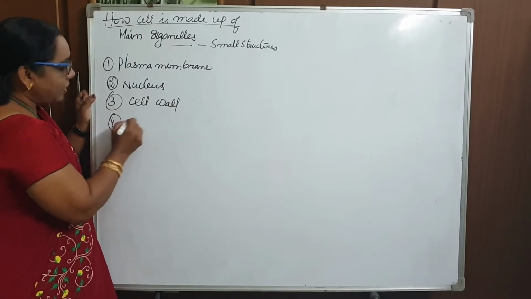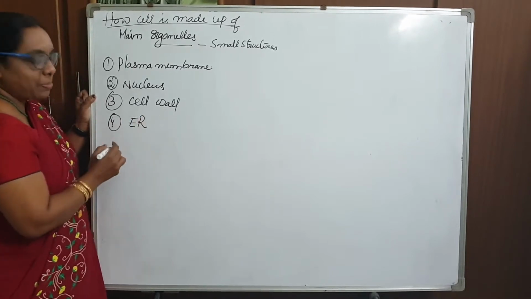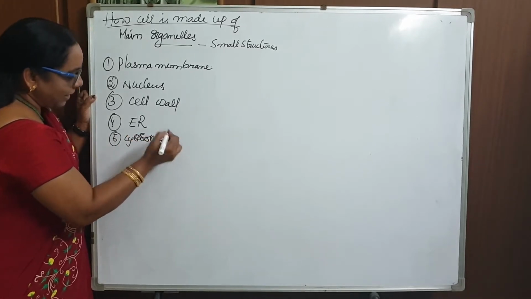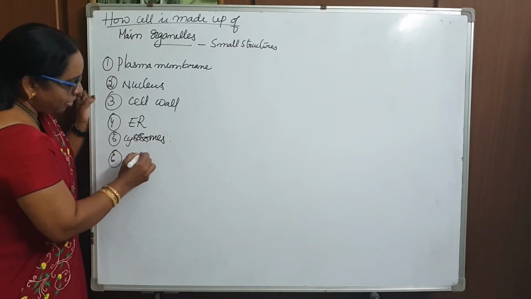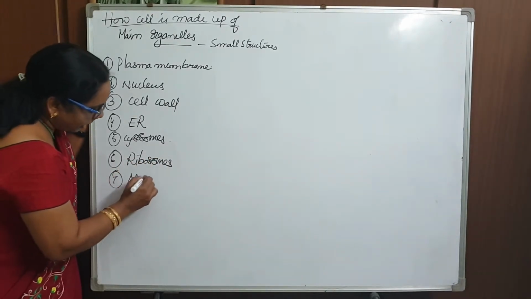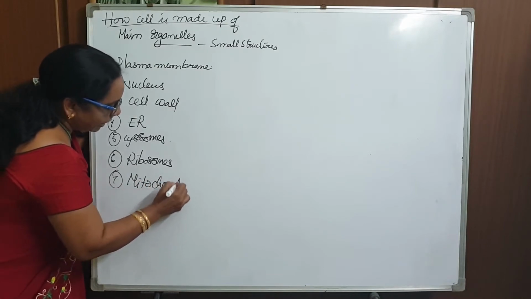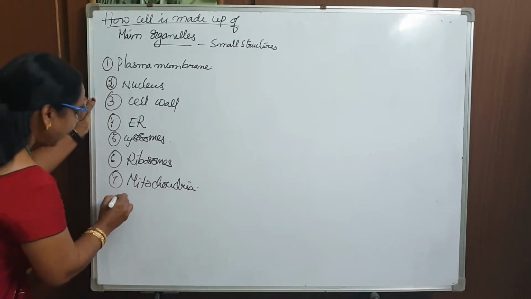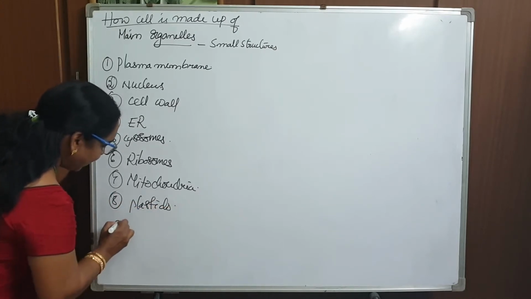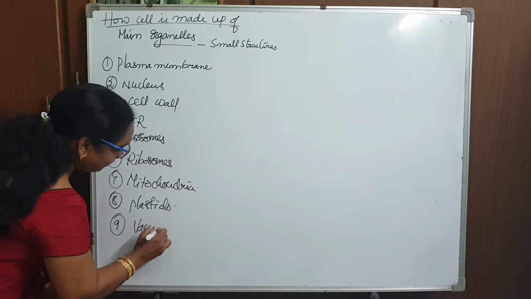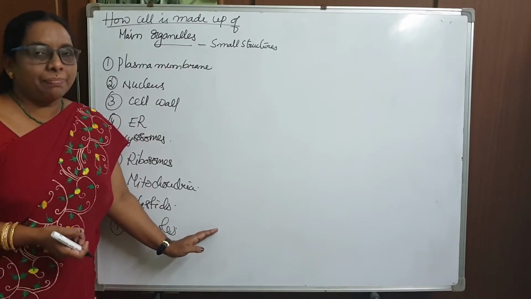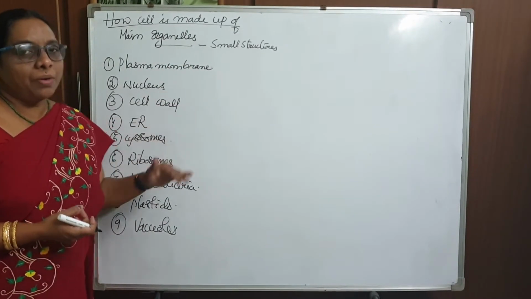Next, we have to study the ER, endoplasmic reticulum, and the fifth one is lysosomes, bag-like structures, and the sixth one is ribosomes. The seventh one is mitochondria. The eighth one is plastids. The ninth one is vacuoles. Children, this lesson consists of all these substructures. We have to study one organelle at a time.